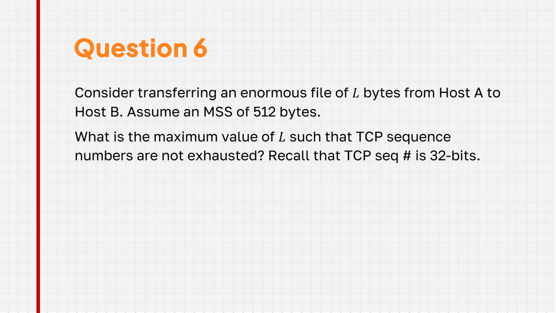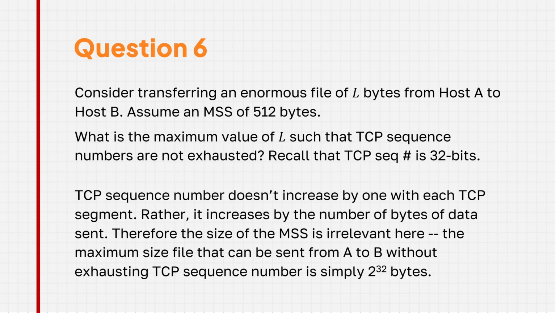What is an MSS? Maximum segment size. So what is the maximum value of L such that TCP sequence numbers are not exhausted? This is the one I mentioned just now. Why is it 2 to the power of 32? Since the TCP sequence number increases by the number of bytes, not by 1 with each TCP segment, we just need 2 raised to 32 bytes. It's not 2 raised to 32 times the MSS, okay?